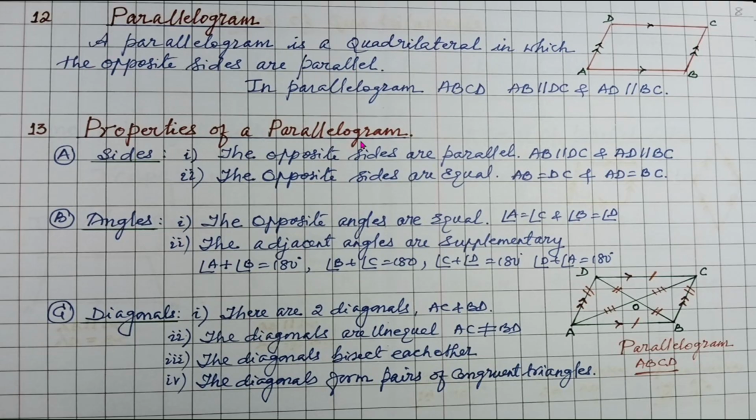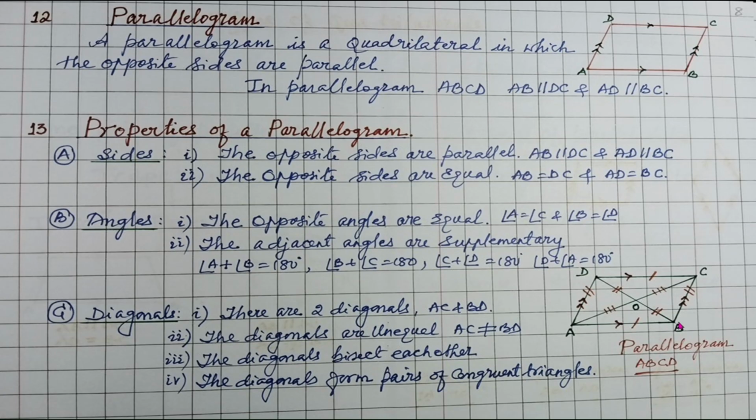Now the properties of a parallelogram: we will be studying the properties of a parallelogram in terms of sides, angles and diagonals. Now in terms of sides, the opposite sides of a parallelogram are parallel. That is AB is parallel to DC and AD is parallel to BC. And in a parallelogram, the opposite sides are equal. That is AB is equal to DC and AD is equal to BC. That is in terms of sides. In terms of angles, the opposite angles are equal in a parallelogram. Angle A is equal to angle C, angle B is equal to angle D. Now in a parallelogram, the adjacent angles are supplementary.